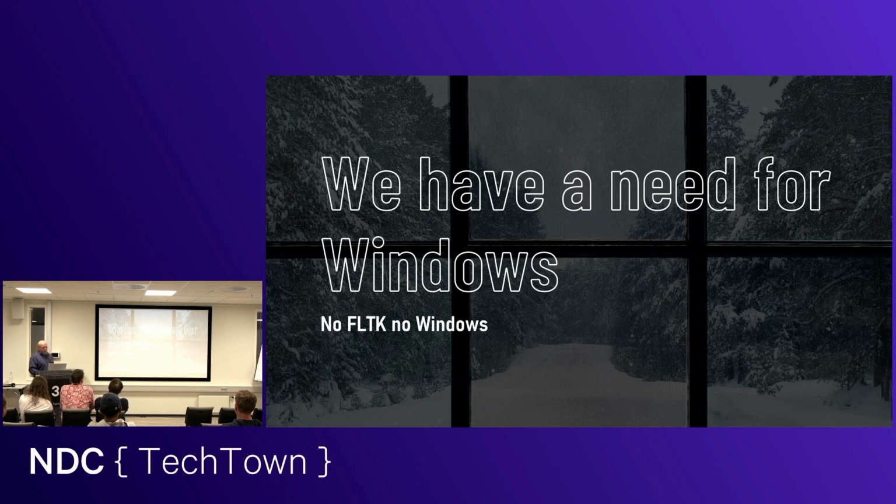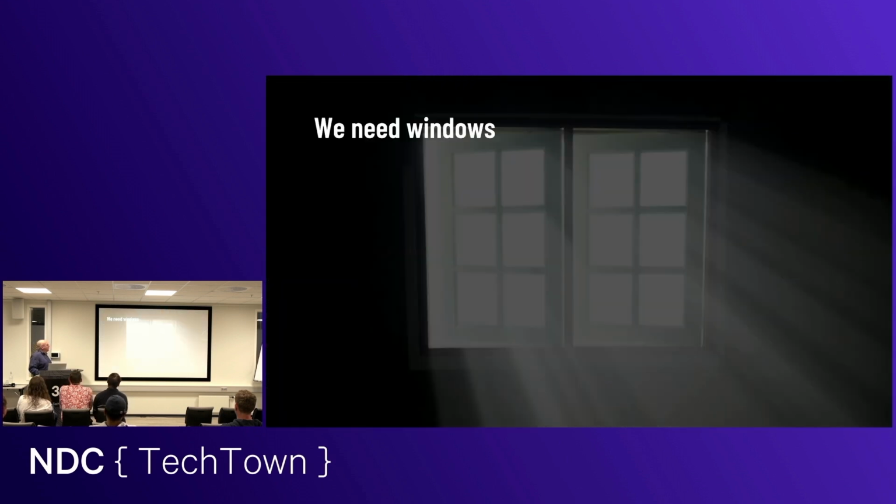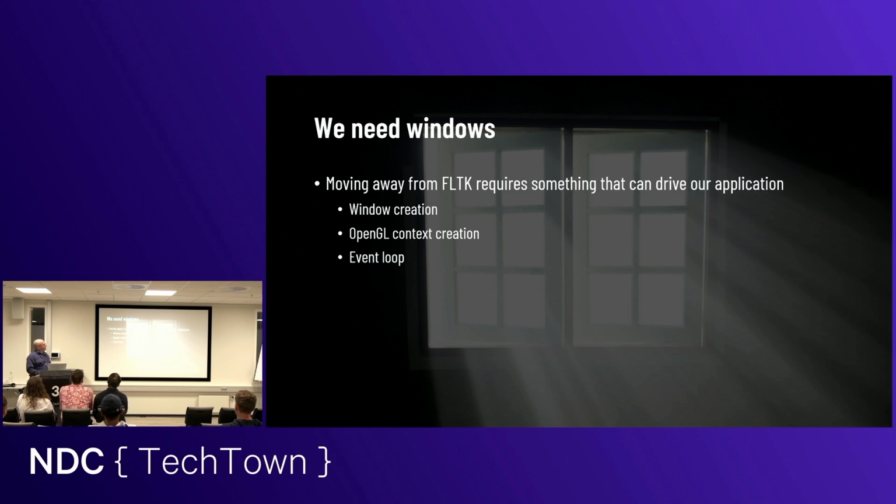And also we need some windows here as well, to be able to draw. And there is no FLTK or no windows, so we need to find something else here. So what we did was that we need something to create a window and also an OpenGL context and an event loop. And ImGUI supports several platforms, so GLFW, GLUT, SDL, and Win32.